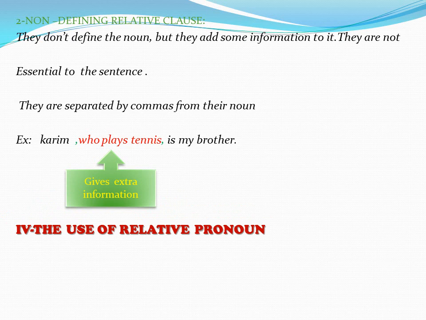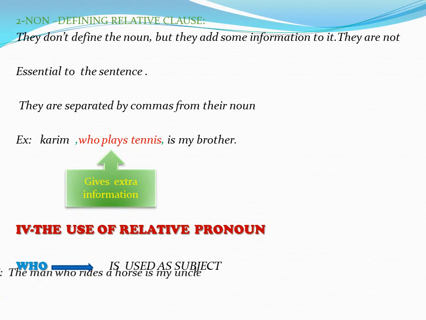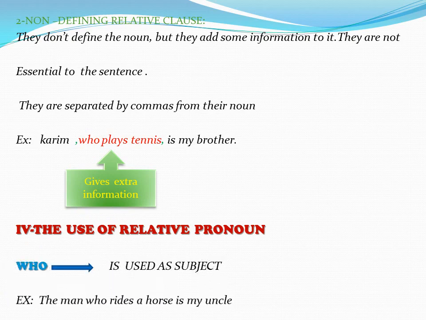Now, the use of relative pronouns. Who is used as a subject. The man who rides the horse is my uncle. Who here comes to identify the subject, to replace a subject.